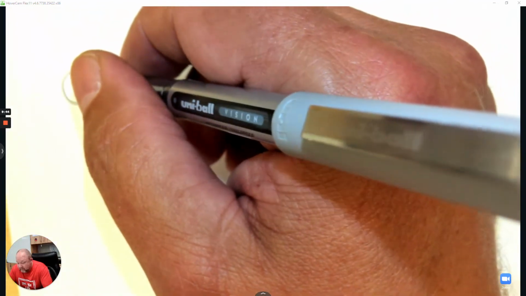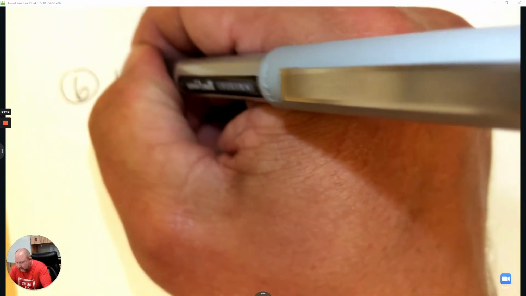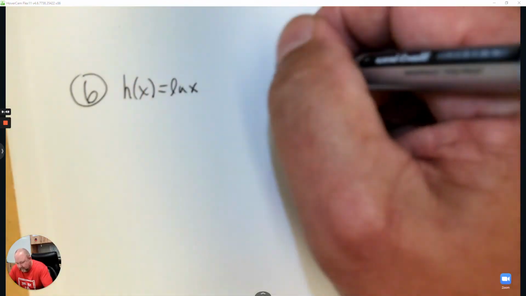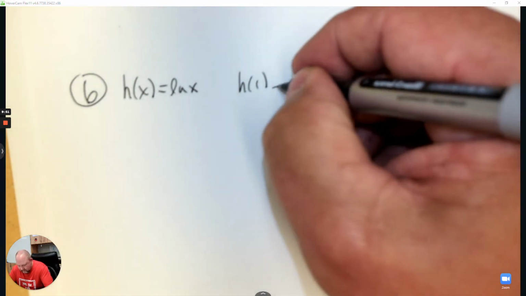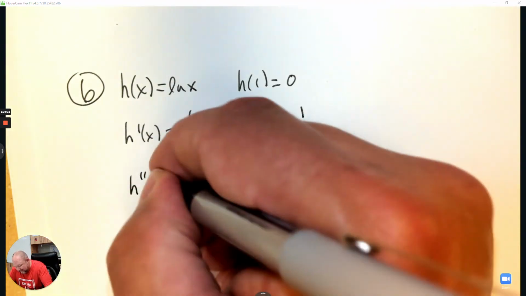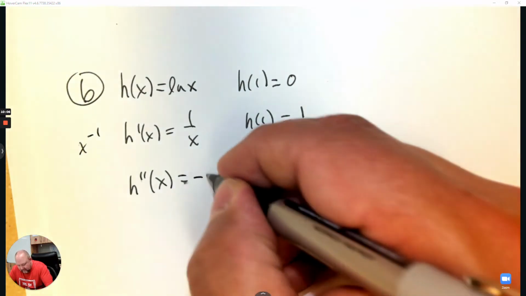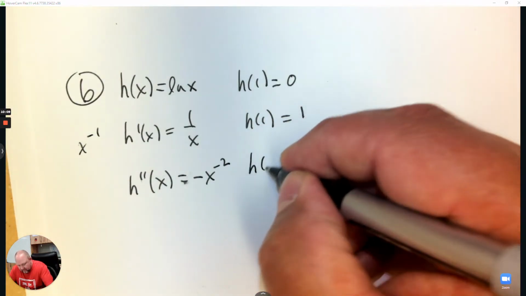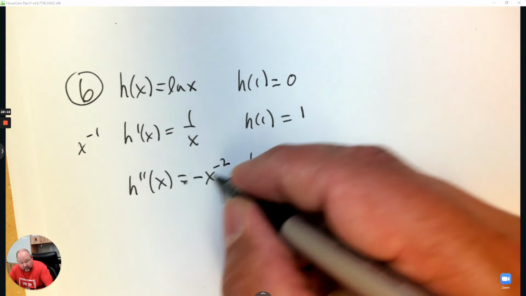All right, number 6. Use the definition of a fourth degree centering the, so we have h at x equal ln x. And again, we're using 1, so it's a Taylor. So ln 1 is 0. The derivative of ln x is 1 over x. If I plug in 1, the answer is 1. The second derivative, think of this as x to the negative 1, so it's negative x to the negative 2. When I plug in 1, 1 to any exponent is 1, but it's a negative 1.